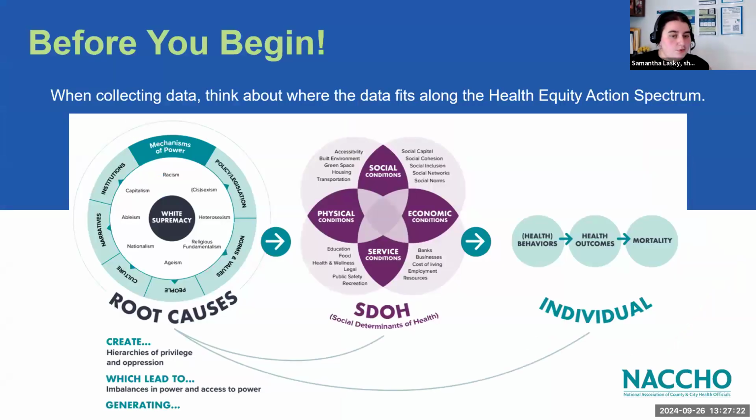So, as always, before you begin collecting data, it's really important to think about where the data fits along the health action equity spectrum. Do they represent root causes of health inequities, like systems of power, privilege, and oppression, social determinants of health, social and structural determinants, health behaviors, or health outcomes? And how does the data from each assessment relate to and influence the other two assessments? Next slide.